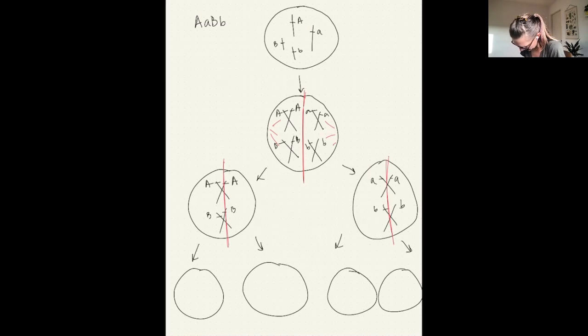So again, let's say down here, we're going to have this one be sticky. So this is going to be our non-disjunction event. So A is going to segregate properly. So we're going to get one in each cell. But B now doesn't segregate properly. And we have one cell that gets both B's and one cell that gets none.